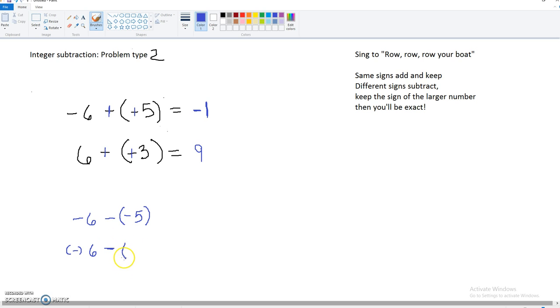Put parentheses, and then you're going to do your negative sign, press 5, and then close the parentheses. Once you have put that into your calculator, it will go ahead and give you -1.